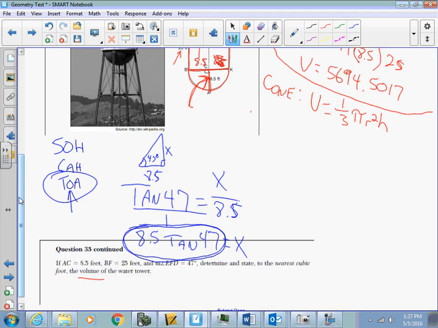And again, I was in radian mode. I could tell by my answer, so I need to switch to degrees and hit enter. So I'm going to do 8.5 tangent of 47. You know what? I'm going to show you this in the calculator because you need to see this.